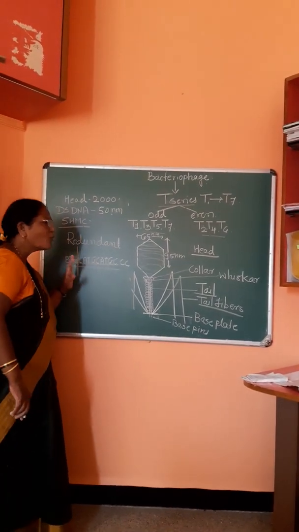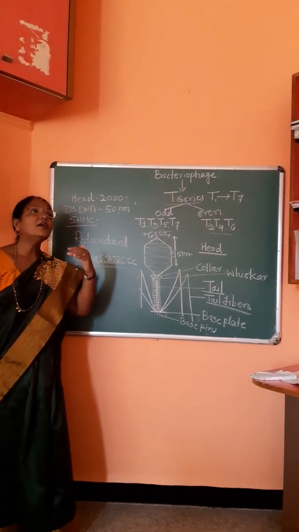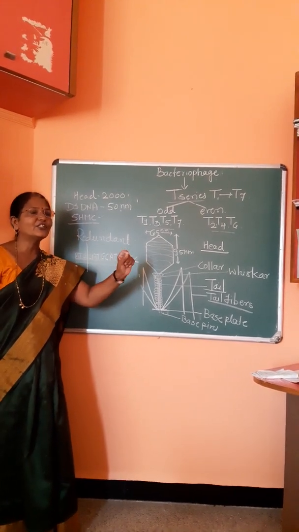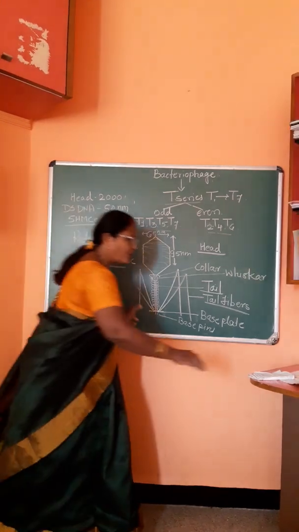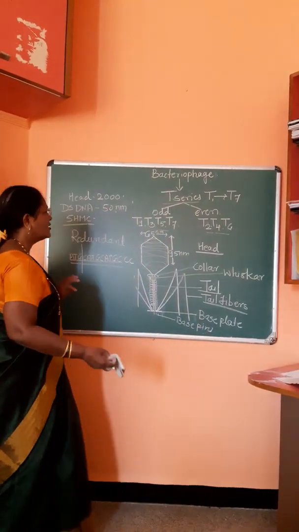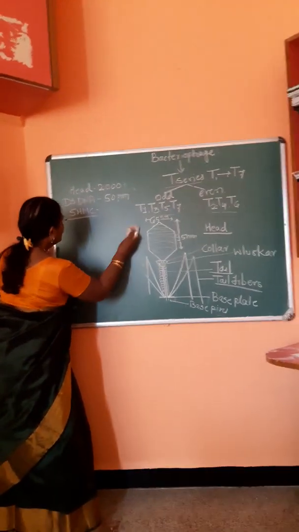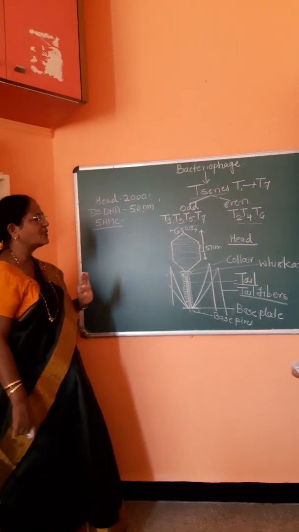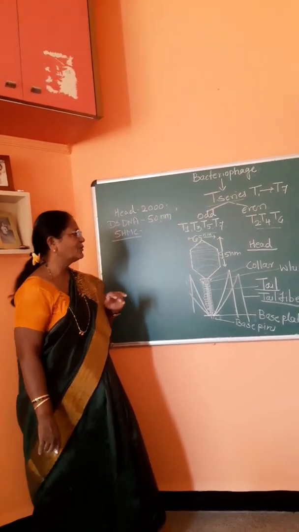That type of property is called redundancy. They do not have a specific sequence like ATGC. There is no such sequence, and that property is called redundancy. So both bacteriophages possess such redundancy, but T odd bacteriophages never possess the unique nucleotide, that is 5-hydroxymethyl cytosine.